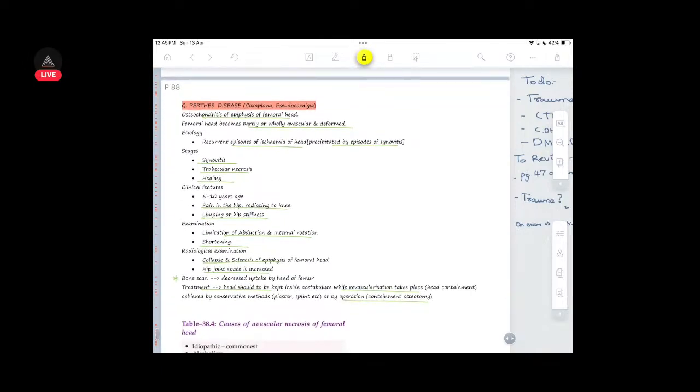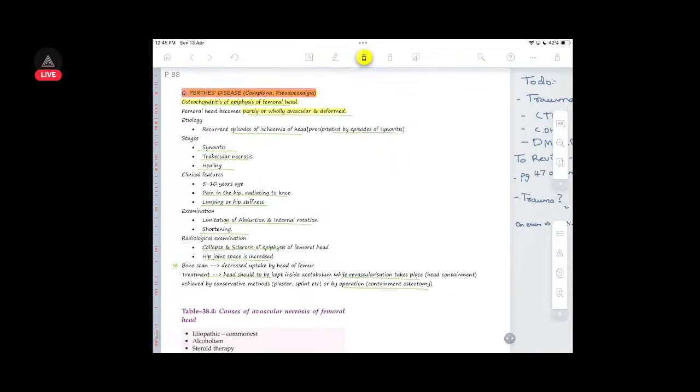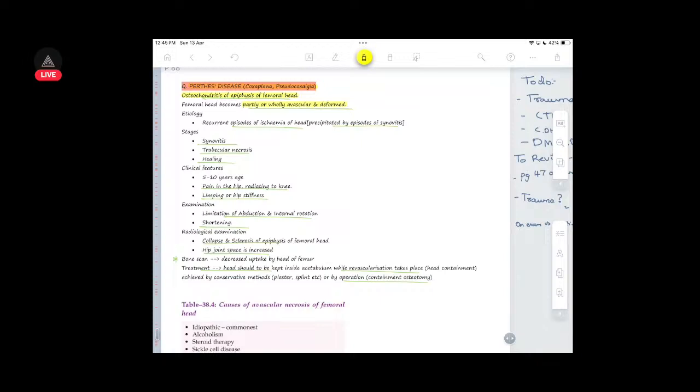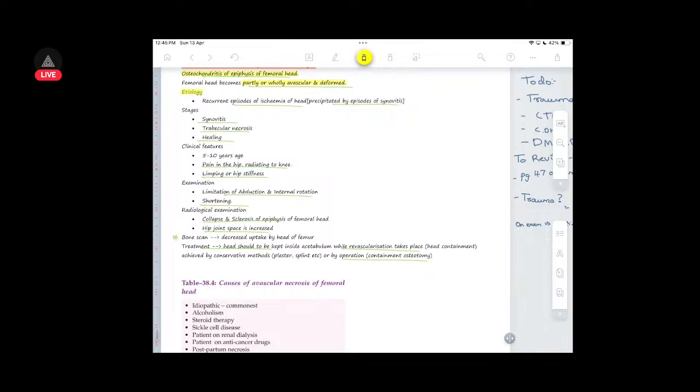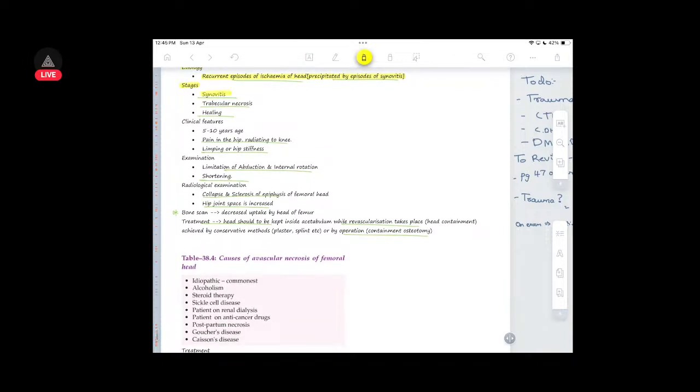Then we have Perthes disease, which is coxa plana, pseudocoxalgia. It is osteochondritis of the epiphysis of the femoral head. The femoral head becomes partly or wholly avascular and deformed in Perthes disease. Etiologically, it is recurrent episodes of ischemia of the head, precipitated by episodes of synovitis. Staging: you have the stage of synovitis, the stage of trabecular necrosis, and the stage of healing.